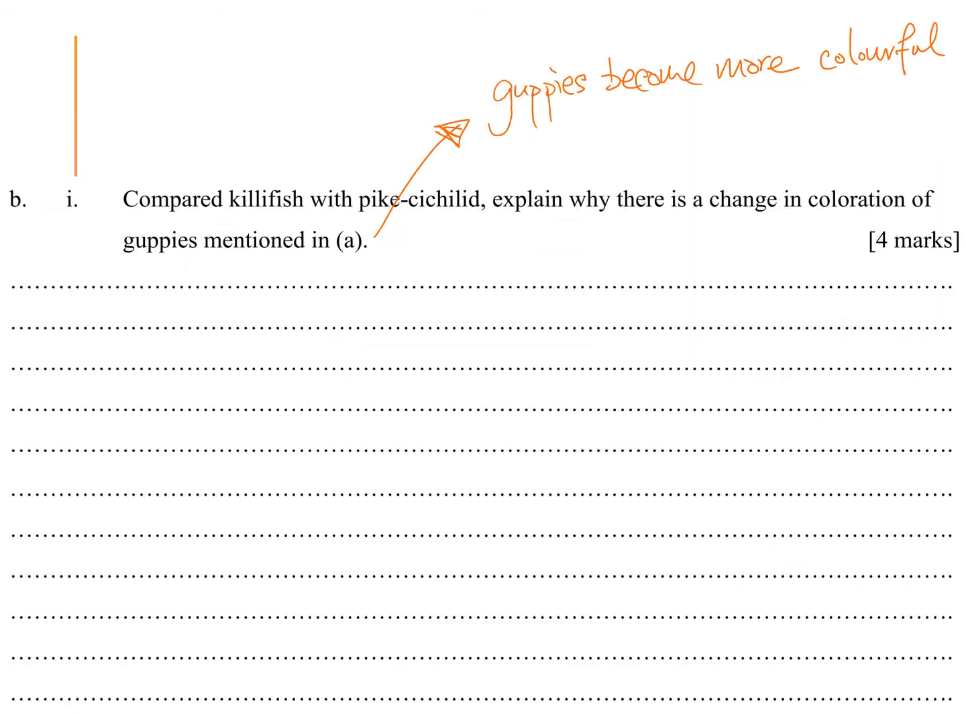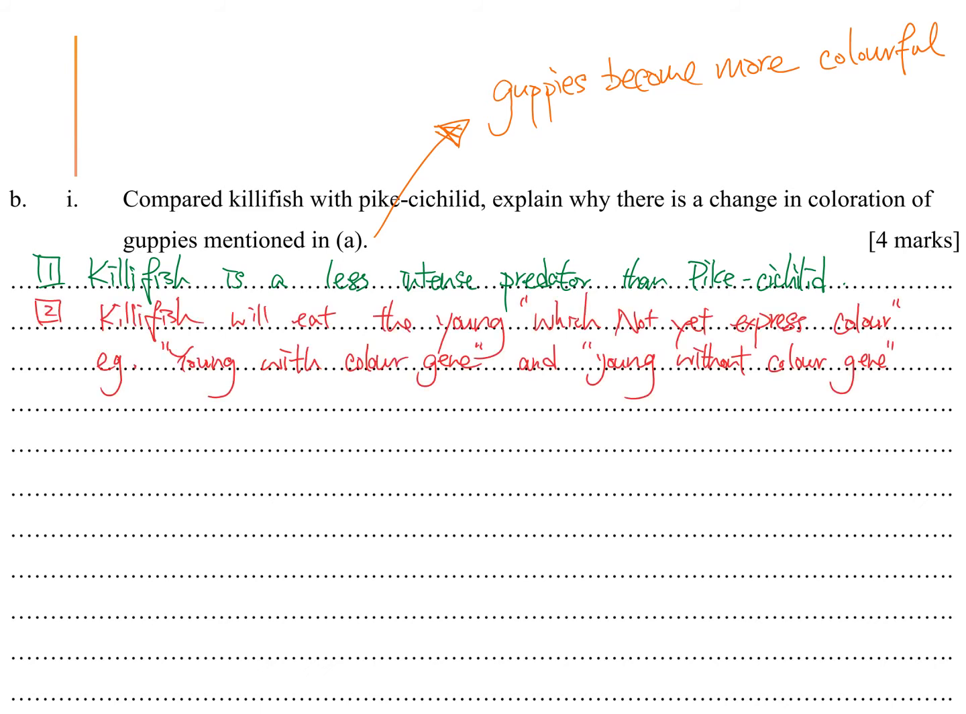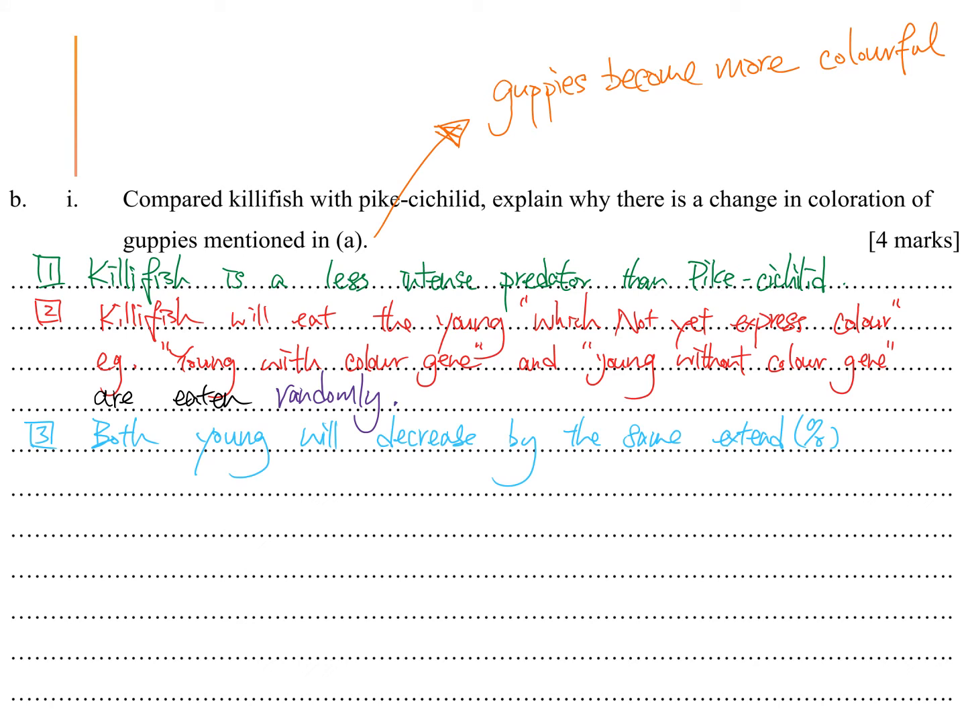Question B1. Comparing killifish and pike cichlid, can you explain why there is a change in coloration of guppies mentioned in A? This is because the killifish is a less intense predator than the pike cichlid. The killifish will eat the young which have not yet expressed their color, such as the young with the color gene and the young without the color gene. They will eat them randomly. Therefore, both types of young are going to decrease by the same extent because the killifish eats all of them randomly.